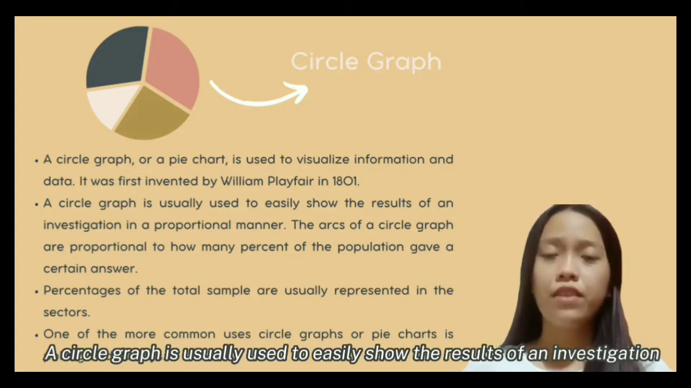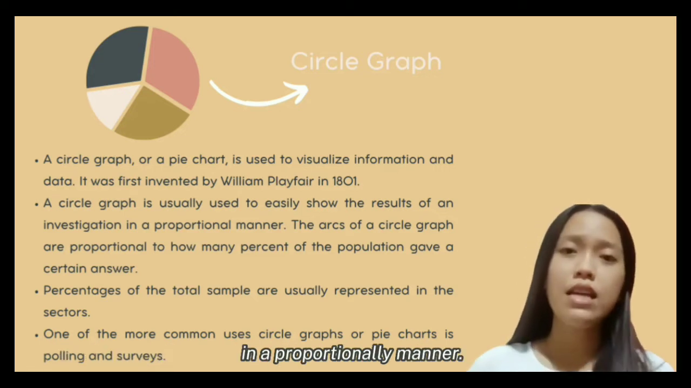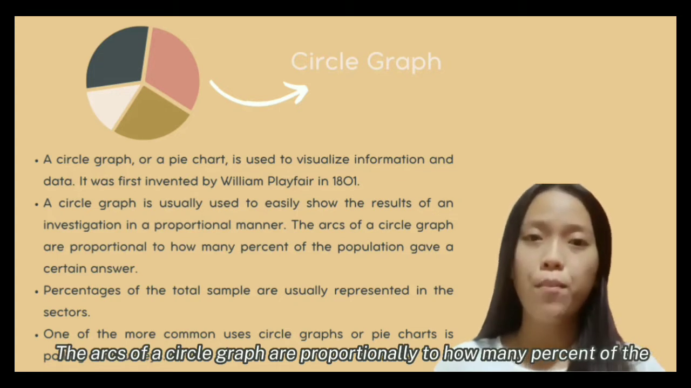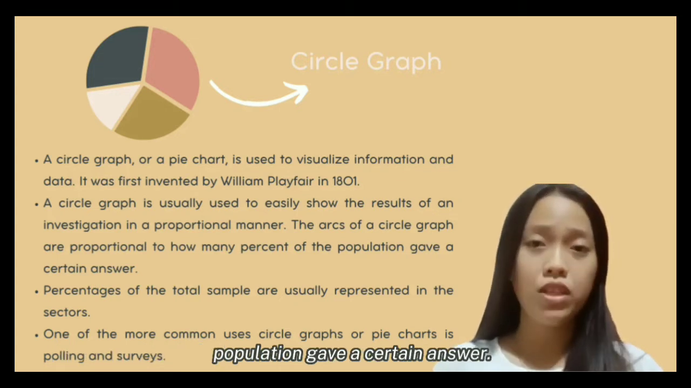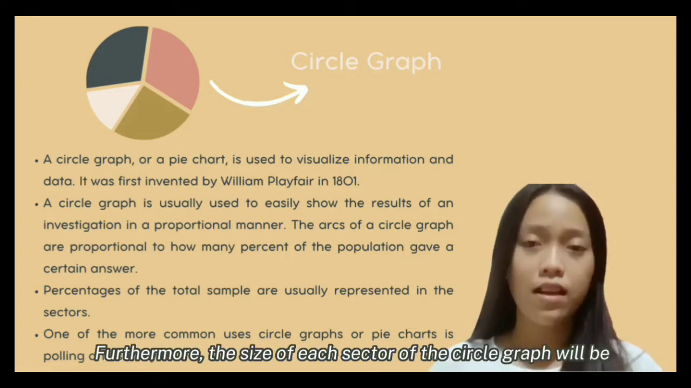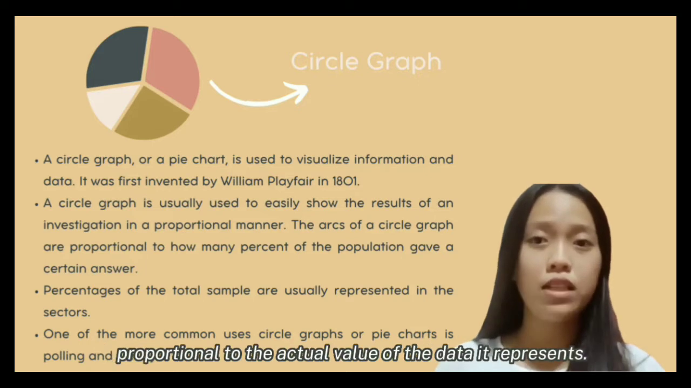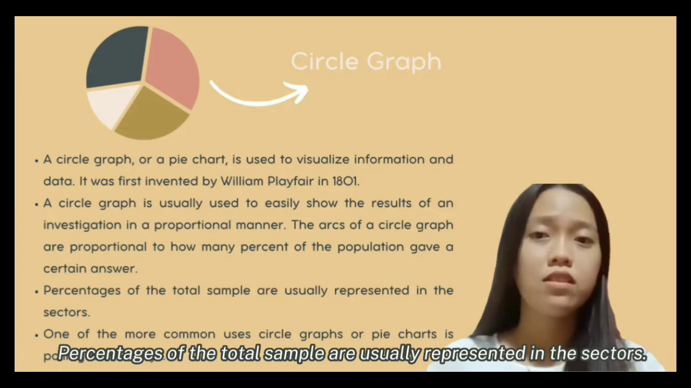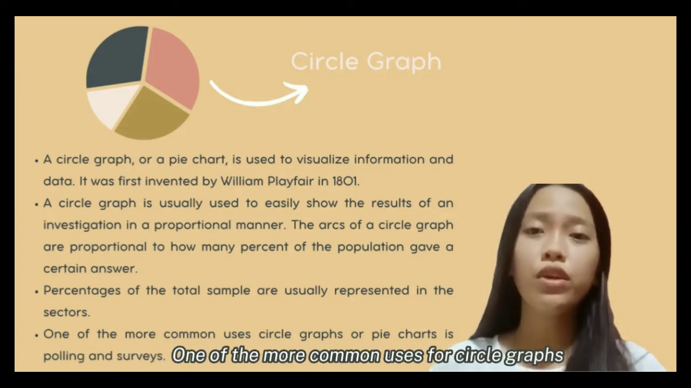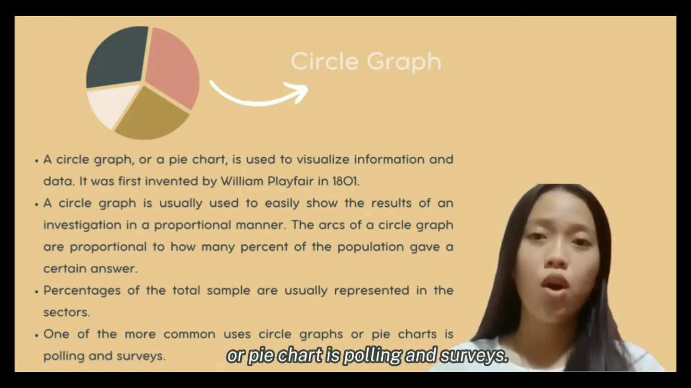A circle graph is usually used to easily show the results of an investigation. In a proportional manner, the arcs of a circle graph are proportional to how many percent of the population gave a certain answer. Furthermore, the size of each sector of the circle graph will be proportional to the actual value of the data it represents. Percentages of the total sample are usually represented in the sectors. One of the more common uses for circle graphs or pie charts is polling and surveys.